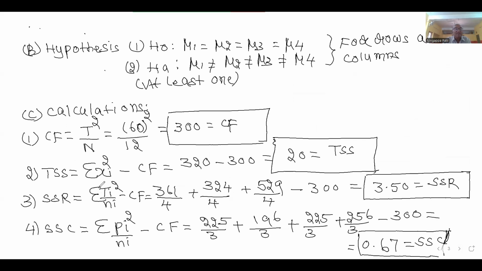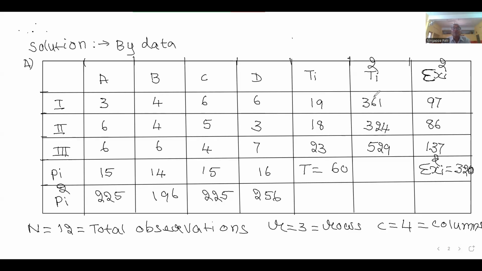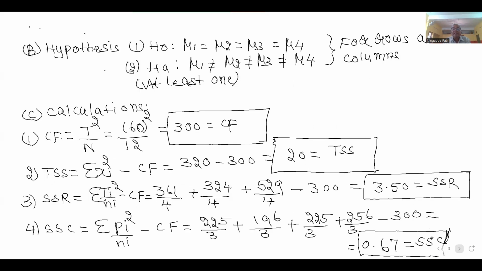And SSR equals summation of Ti square divided by Ni minus CF. Summation of Ti square, my dear students, look here: 361 divided by 4 plus 324 divided by 4 and 529 divided by 4, you take these values, minus CF. Look here: 361 divided by 4 plus 324 divided by 4 plus 529 divided by 4 minus 300. CF value 300. You can get 3.5. Very, very important. It is SSR.